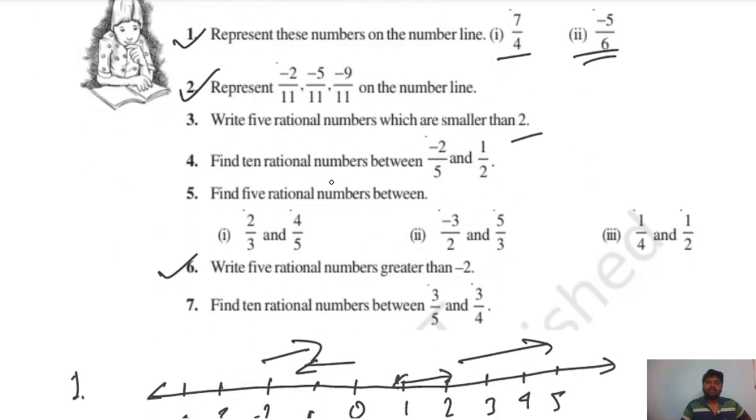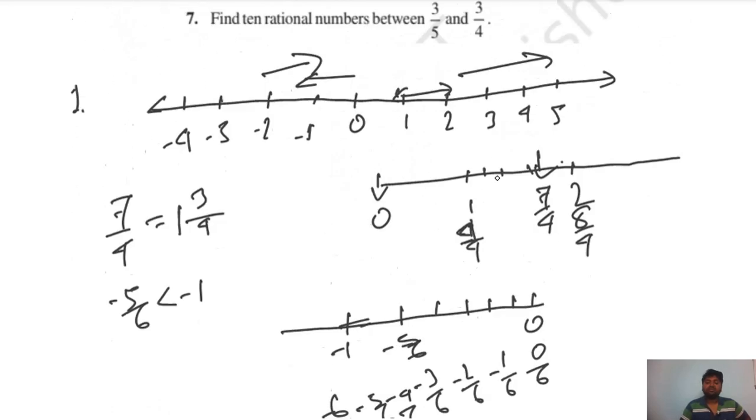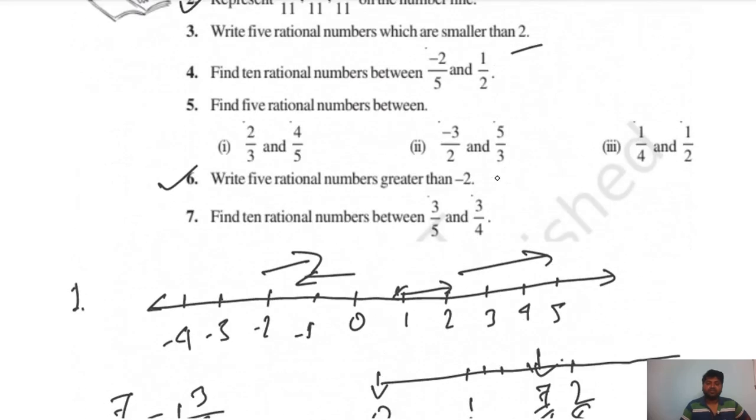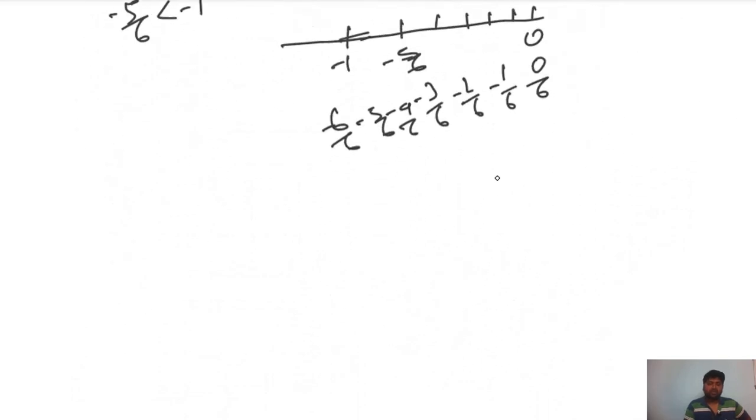Find 10 rational numbers in between minus 2 by 5 and half. Okay, this is number 4; number 3 is completed. Find 10 rational numbers between minus 2 by 5 and half. We create these numbers on a similar basis.